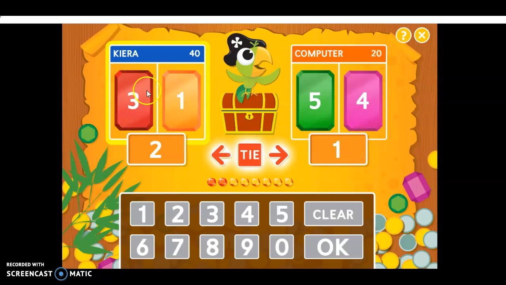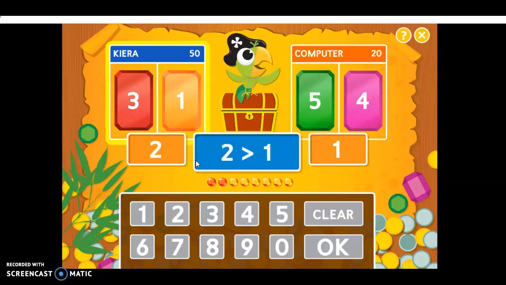Now we have to decide who gets the 4 cards. Which is bigger, the number 2 or the number 1? The number 2 is bigger. So again, I played this hand, so I would take all 4 cards and put them over in my pile.